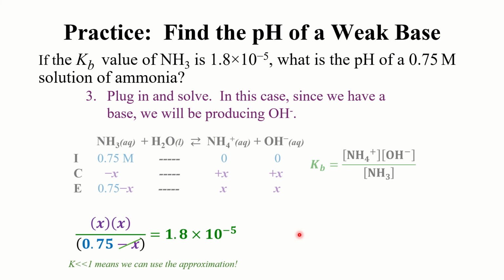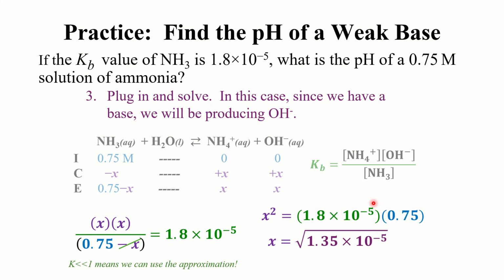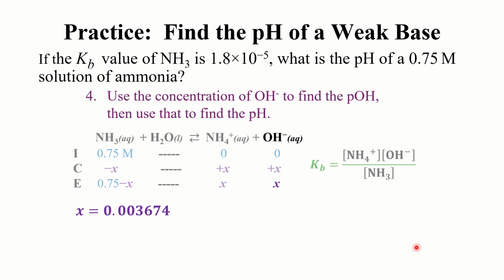We can use the small x approximation again here. So we get x squared is equal to 1.8 times 10 to the negative fifth multiplied by 0.75. X is therefore equal to the square root of 1.35 times 10 to the negative fifth. And so x is equal to 0.003674. With that x value, this tells us the OH minus concentration.